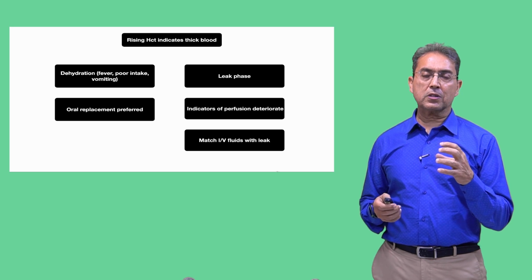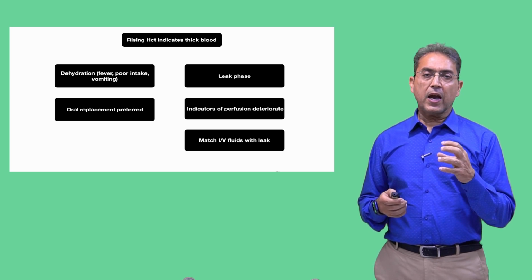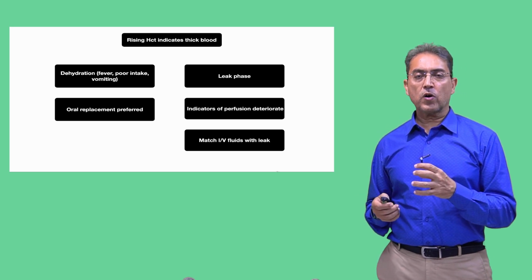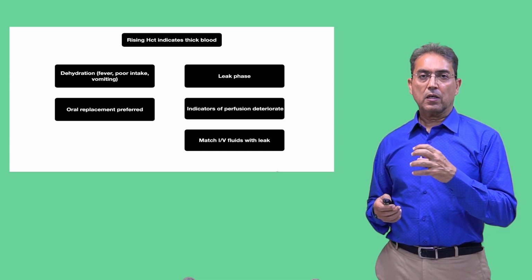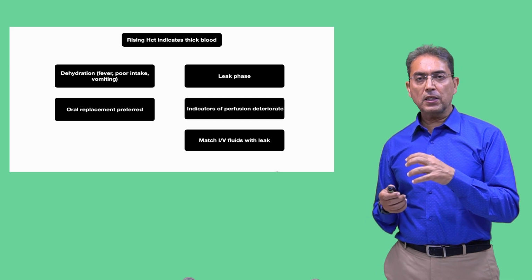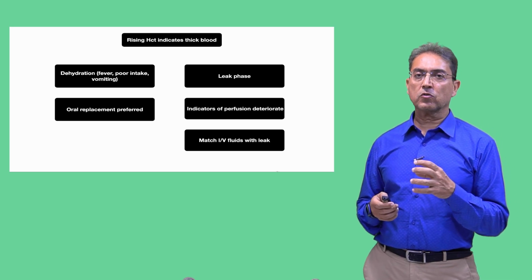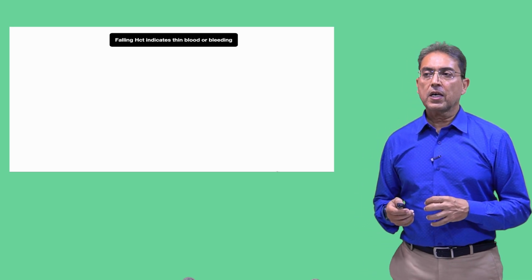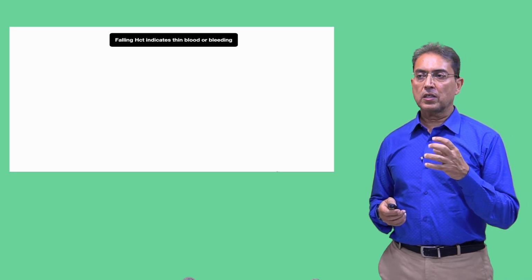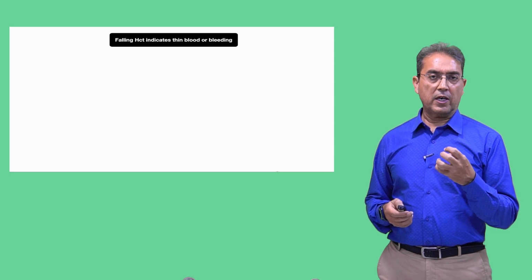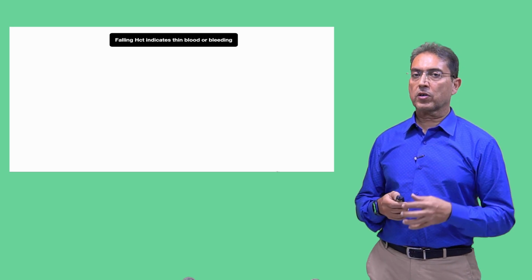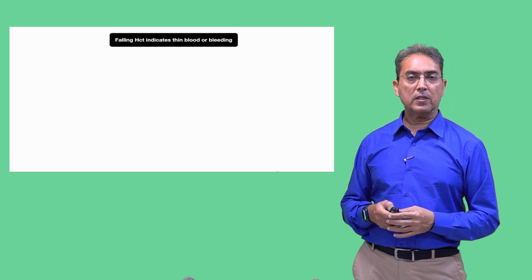So we monitor the patients very closely and adjust the amount of fluid required for the amount of fluid which is leaking. This can be a very tricky situation, and this is the key step in the management of patients who've gone into the leak phase. And then you have a situation when the hematocrit is falling. The hematocrit can fall because of dilution, the blood becomes thin, or the hematocrit can fall because the patient bleeds.